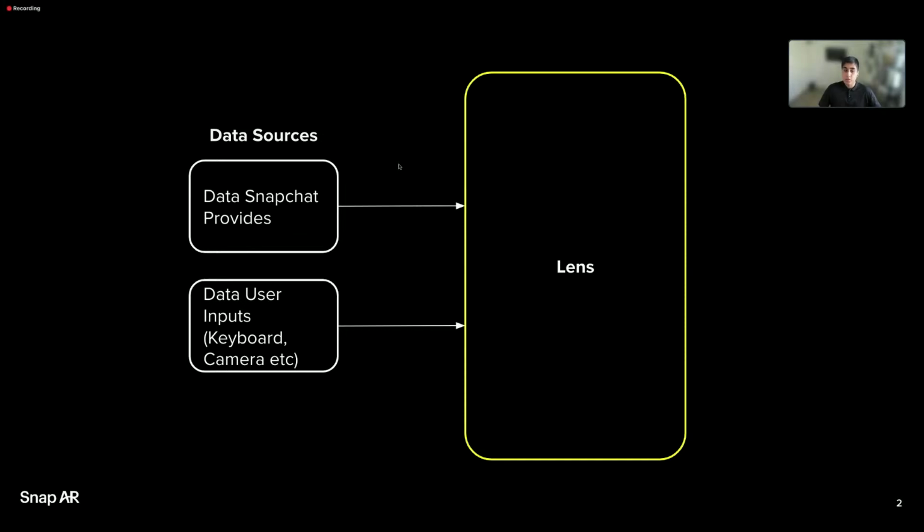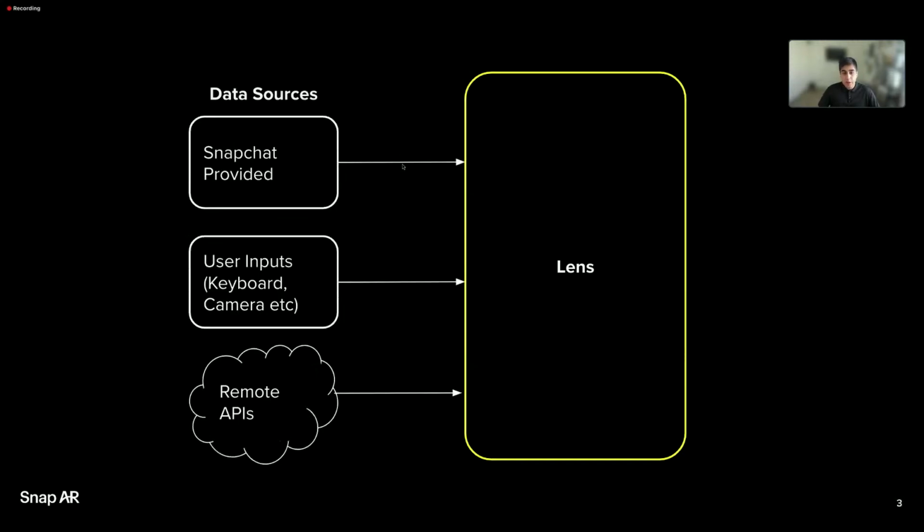or you can use data that the user inputs, for example, the keyboard or the camera, which is also a form of input, or the microphone, and then perform processing on some of those in the case of the camera or the microphone, or just directly take the input in the case of the keyboard and actually use that to power your lens. However, now what we allow you to do is actually use a collection of remote APIs.